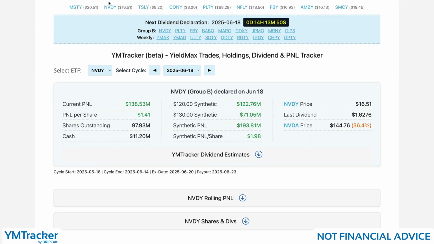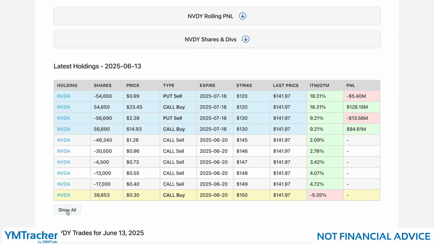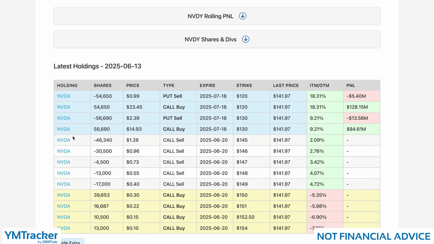Okay, so what YieldMax tracker does is it collects all that data and sorts it, inserts it in proper places, and then you have basically this table here with the holdings. Okay, so the yellow ones are the lottery calls, the white ones are the weeklies, and the blue ones are the synthetic positions. So sell put, buy call, sell put, buy call, and equal amount of contracts and equal strikes. Okay, so these two right here are one synthetic position, and these two are another synthetic position.